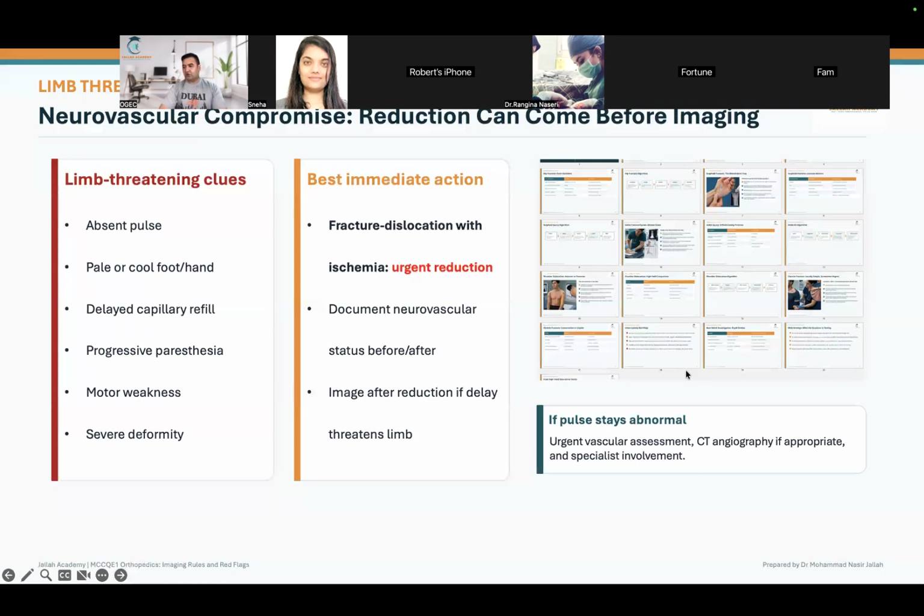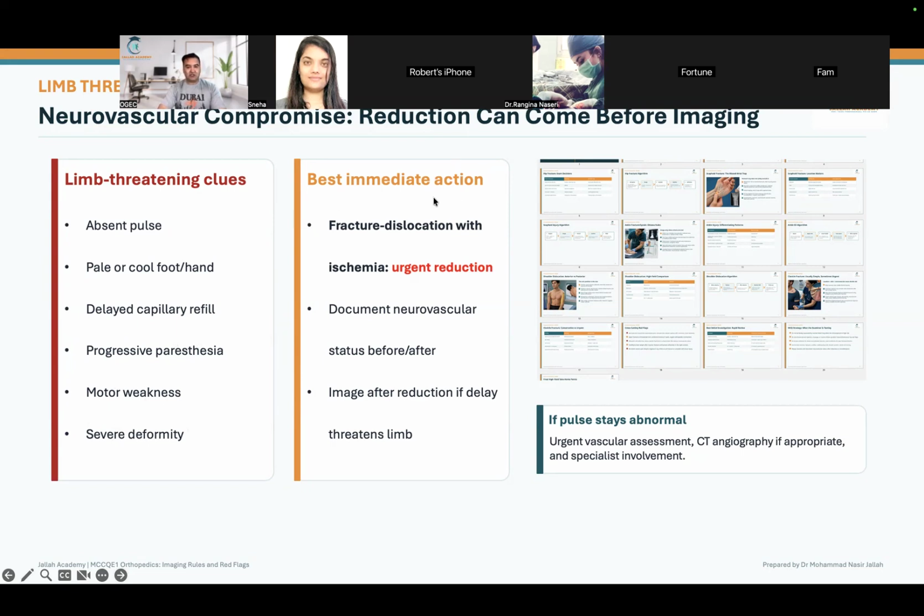All right. So limb threat, neurovascular compromise. When there is ischemia, obviously it is threatening the limb. So what are the limb threatening clues? Obviously, we know the signs and symptoms of ischemia, right? Absent pulse, pale, cold foot and hand, whatever it is, delayed capillary refill, progressive paresthesia, motor weakness, severe deformity.